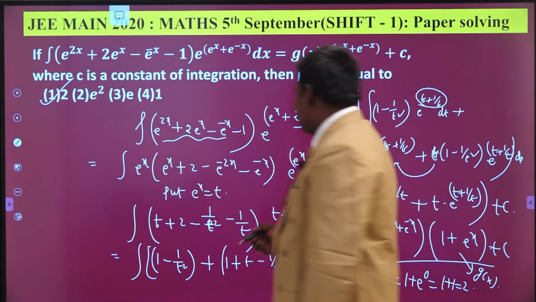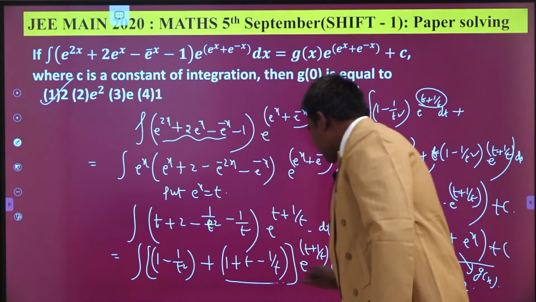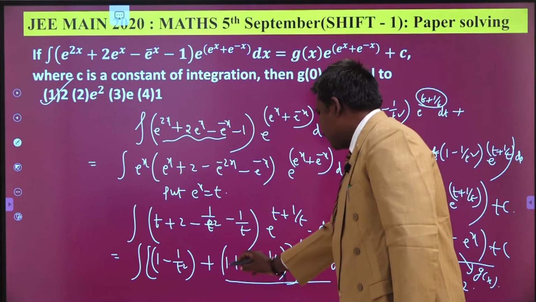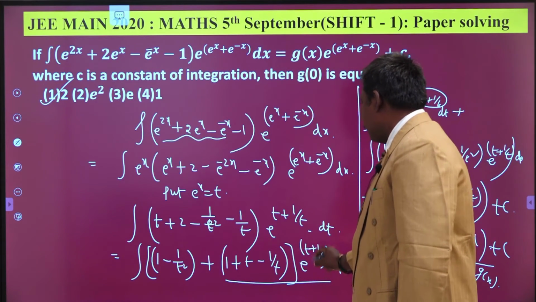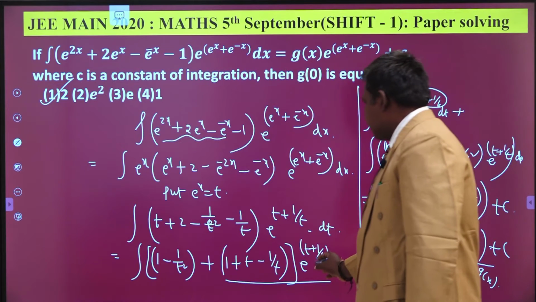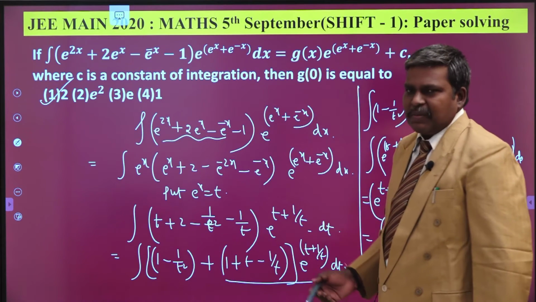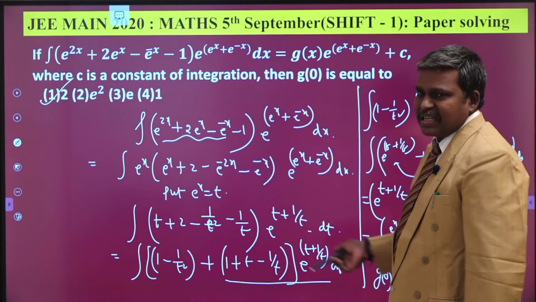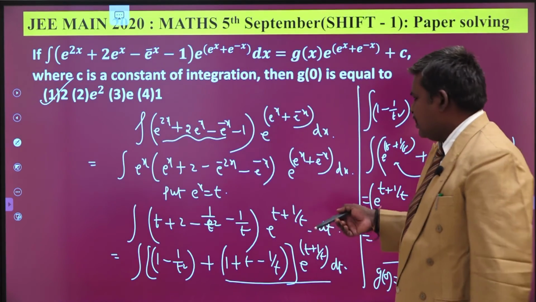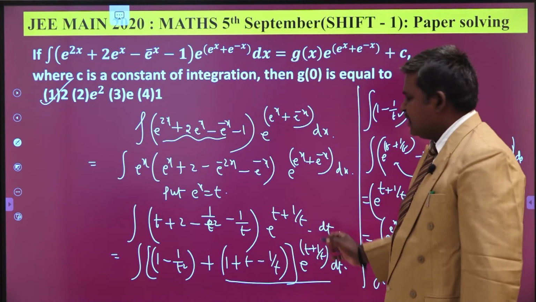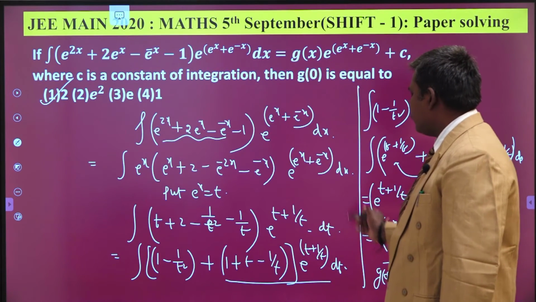In your previous problem it is like this. This is the direct question asked 4 years back. That is 1 plus t minus 1 by t into e power t plus 1 by t. You just take e power t plus 1 by t inside of the bracket. We obtain the formula in the form of integral e power x into f of x plus x into f dash x, that becomes x into f of x plus c.